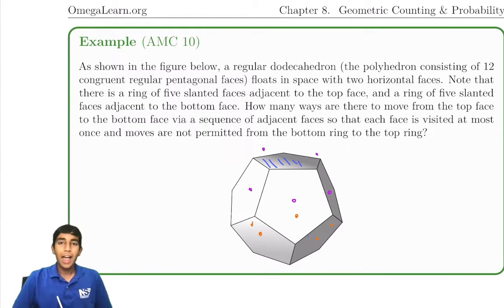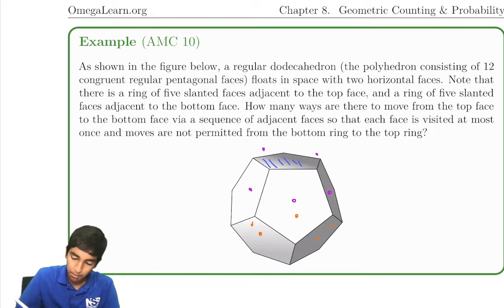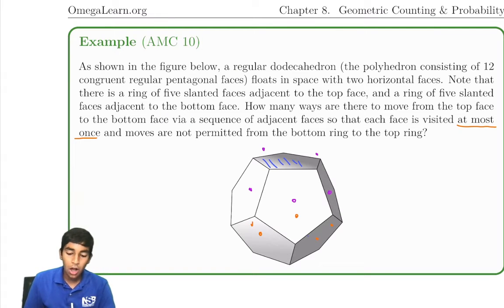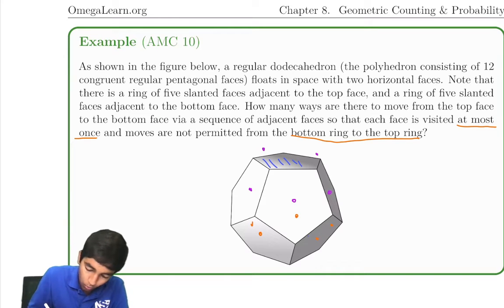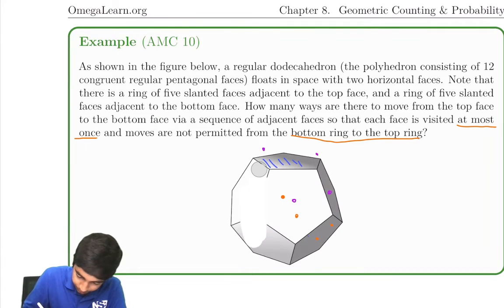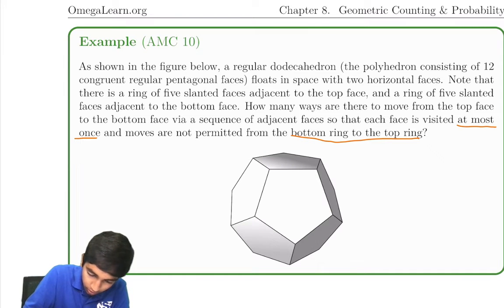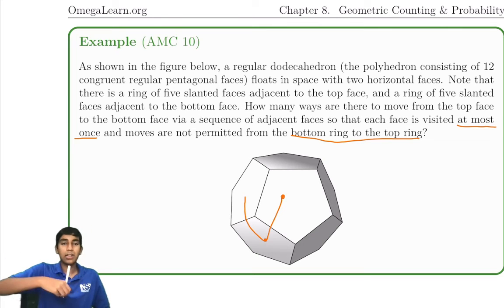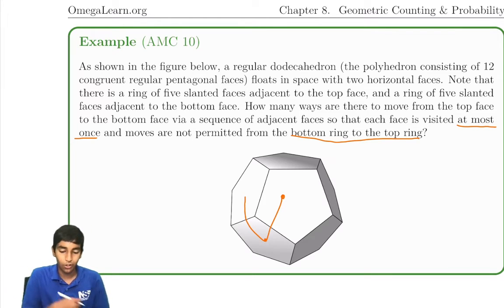So we're asked to find how many ways to move from the top to the bottom face by just going on adjacent faces. You can't just jump wherever you'd like. And we're not allowed to visit a face more than once, at most once. And moves are not permitted from the bottom ring to the top ring. What it's saying is that once you go down, let me erase this. Once you are here, you go down, you can't just come back up. So you have to be going closer to the end goal, which is the bottom.